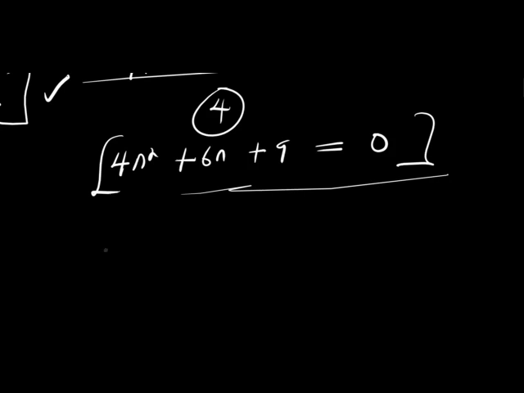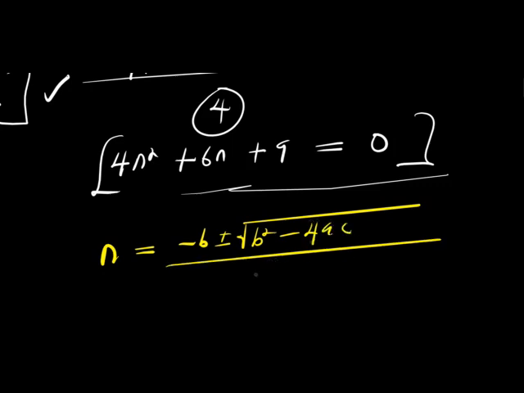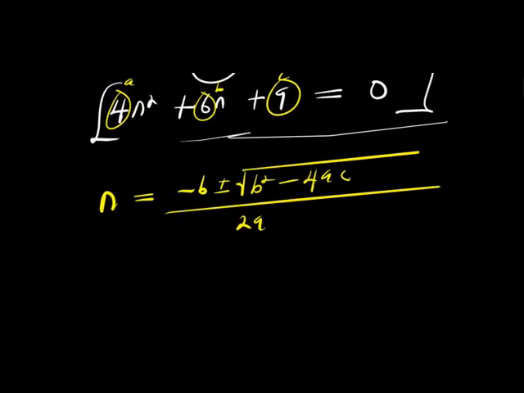Now the formula is that you have n equals negative b plus or minus the square root of b squared minus 4ac, divided by 2a. Now, what is our a? The coefficient of n squared is our a, that is 4. Our b is the coefficient of n, that is 6. And our c is the 9, that is the constant. So let's do it right now.